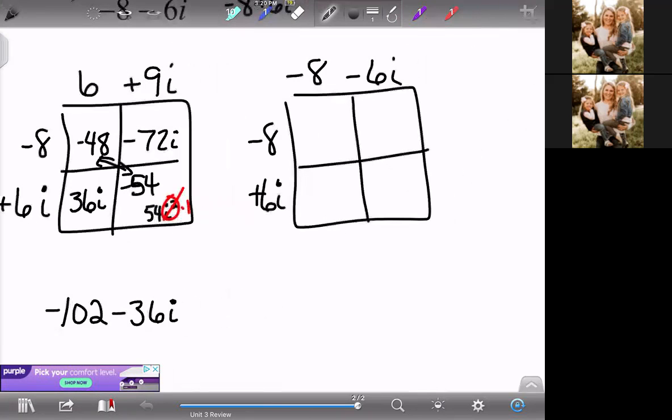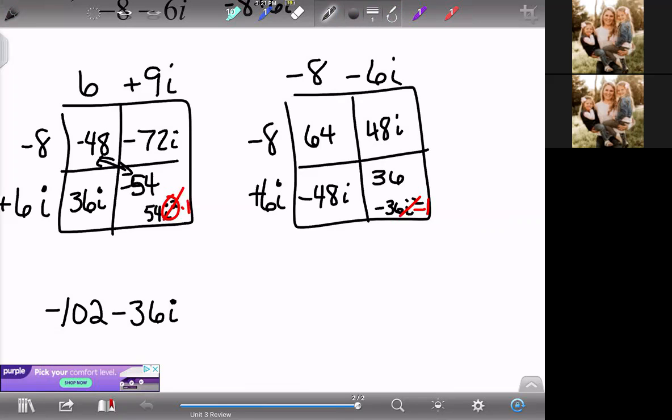Then we're going to repeat our process over here on the right-hand side with the denominator. -8 times -8, +64. -6i times -8 is +48i. -8 times +6i is -48i. And -6i times +6i is -36i squared. i squared gets taken out and replaced with -1. -1 times -36 is +36.